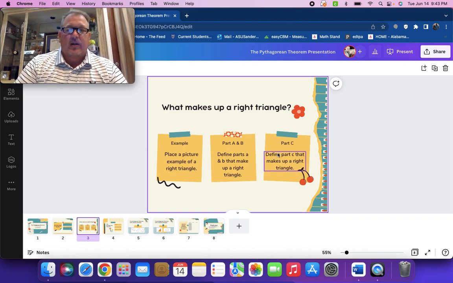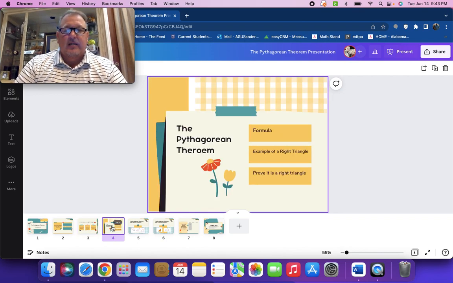What is part C? And then on the fourth slide, I want you to restate the formula, give an example of a right triangle, show me a picture of an example of what a right triangle is with the measurements, and then show me how it is worked out using the Pythagorean theorem to prove that it is a right triangle.